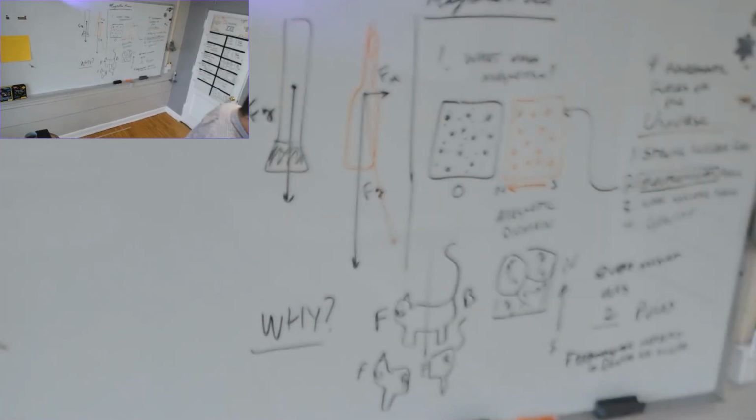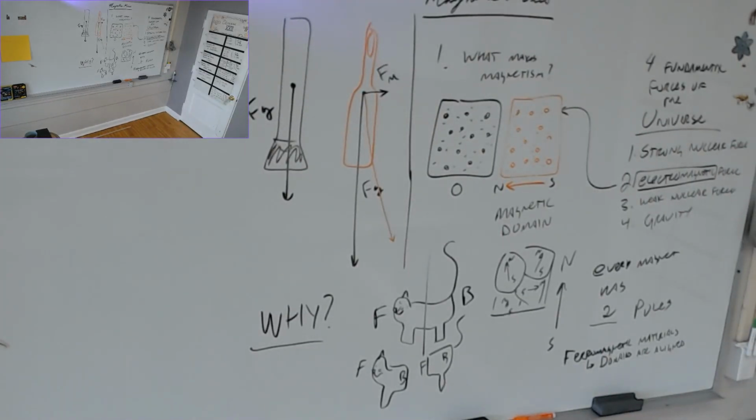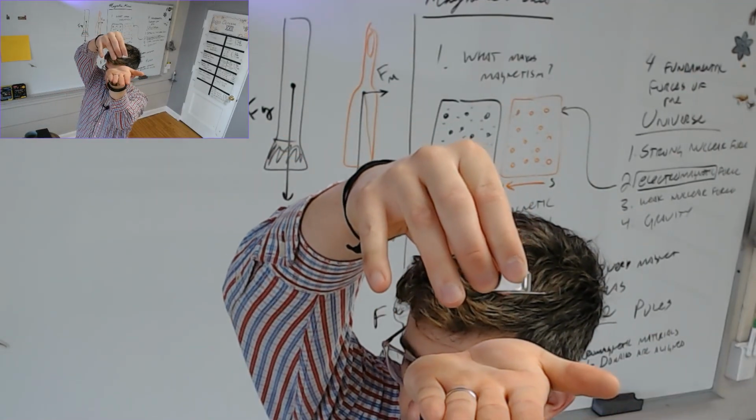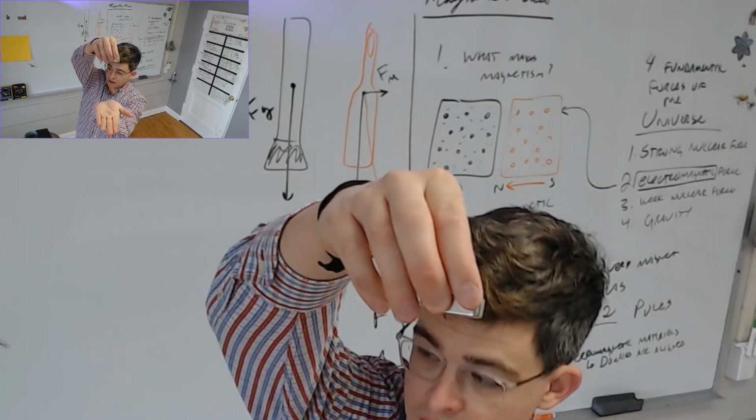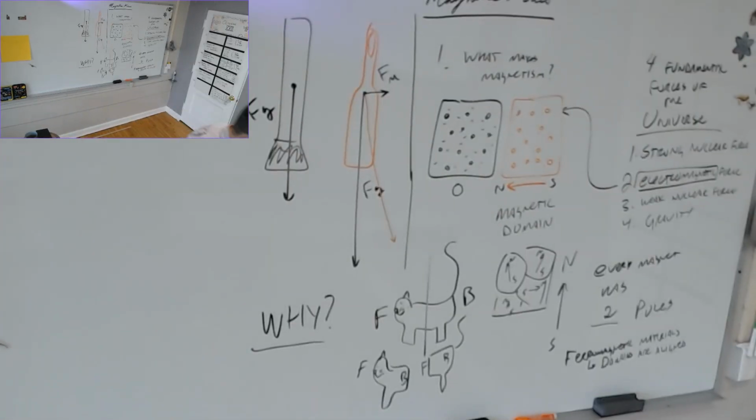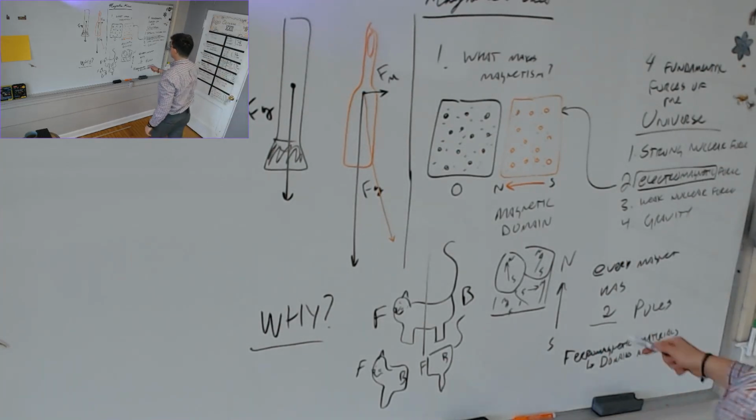But the strength of a magnet, let's use this one. The strength of a magnet is determined by, there we go, by how much the domains align with each other. The degree to which the domains line up is what determines the strength of a magnet.